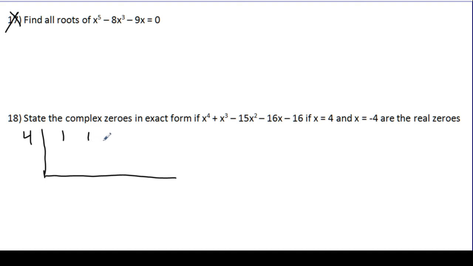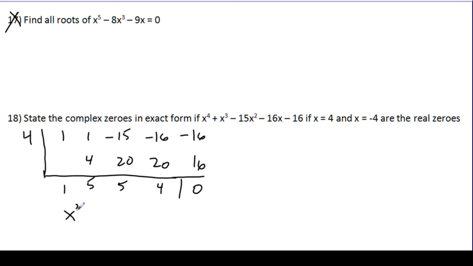1, 1, -15, -16, and -16. I didn't miss anything. Again, I double checked. So I'm going to do my quick synthetic. It looks like I get a 5. 4 times 5 is 20. I get another 5, so I get another 20. -16 plus 20 is going to be 4, and it worked out again. Good, I got a 0. So here's my new expression: x cubed plus 5x squared plus 5x plus 4.